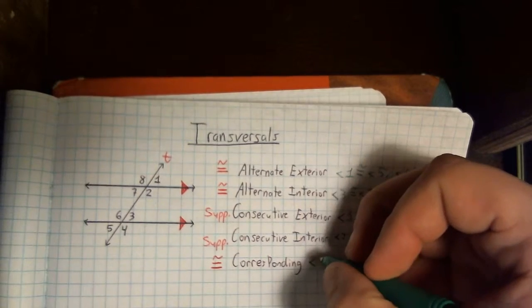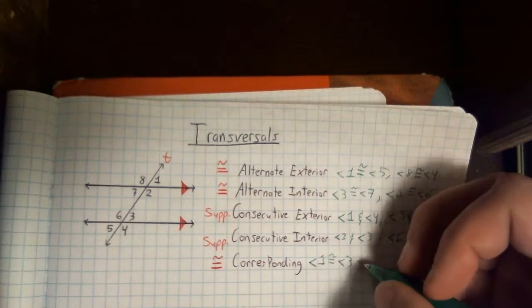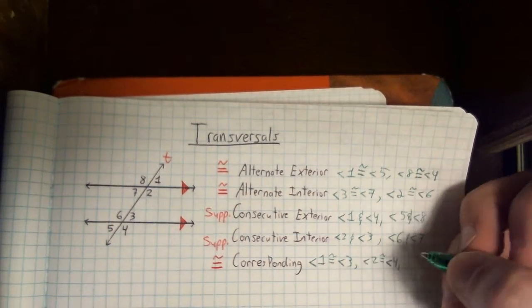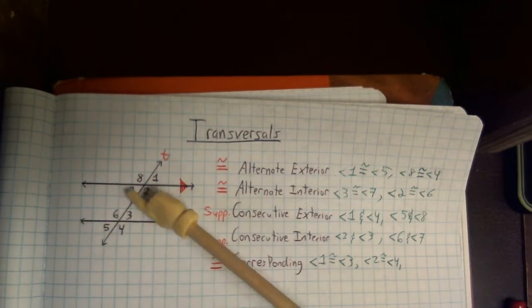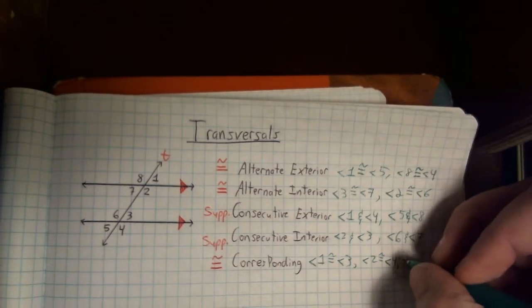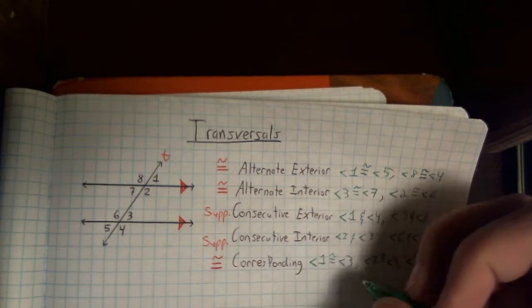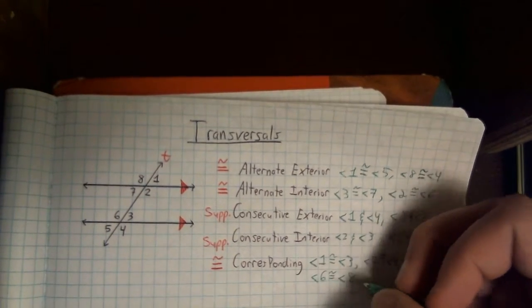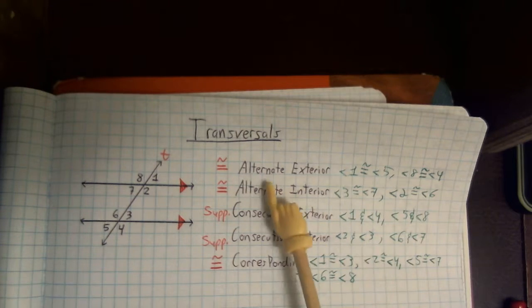We mentioned angle 1 being congruent to angle 3. Another pair would be angle 2 congruent to angle 4. And then we have the other sides too. We have angle 5 and angle 7 that are corresponding, which makes angle 5 congruent to angle 7. And last pair would be angle 6 congruent to angle 8. Okay, so that's how all those properties work, and that's what these particular words mean.